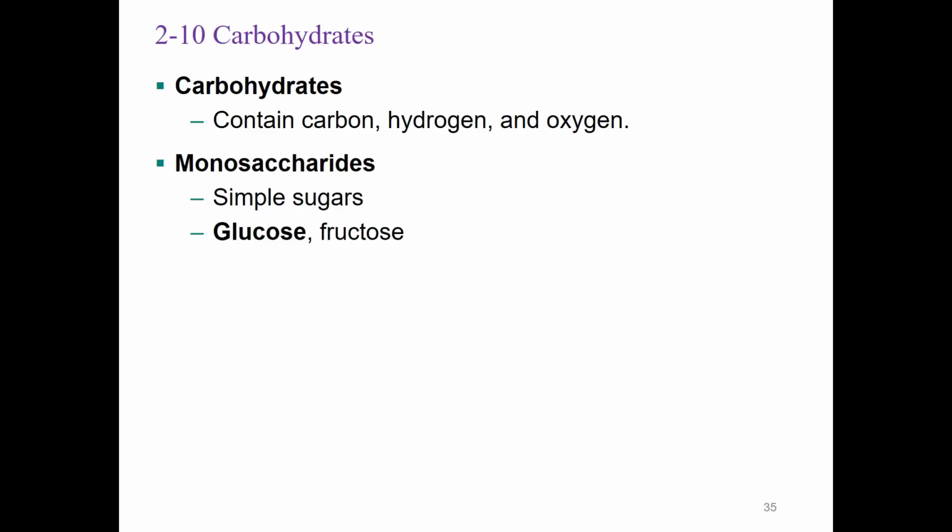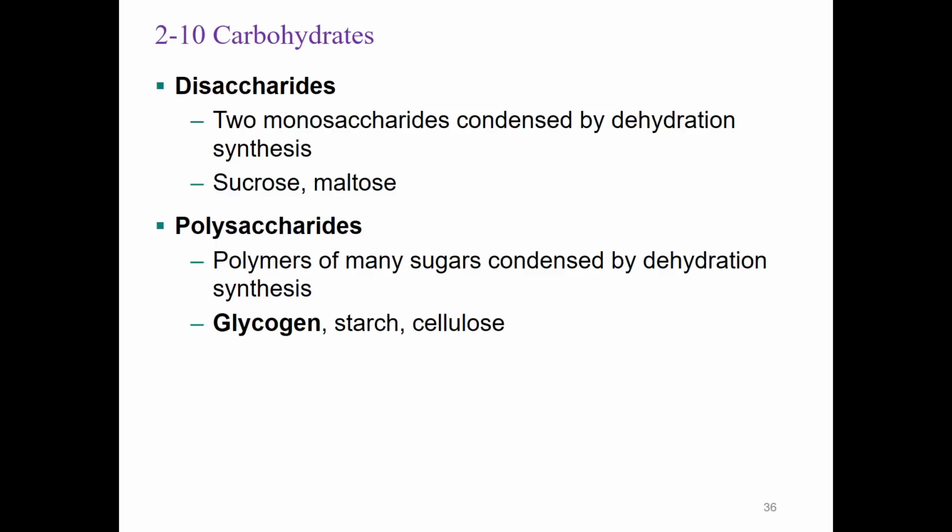Monosaccharides are simple sugars. These are going to include glucose and fructose. So mono meaning one. Disaccharides are two monosaccharides combined by dehydration synthesis, which joins the monosaccharides together. Some examples of disaccharides include sucrose, which is just table sugar, what we put in our coffee or tea, and maltose.